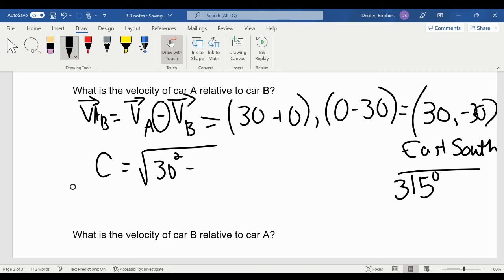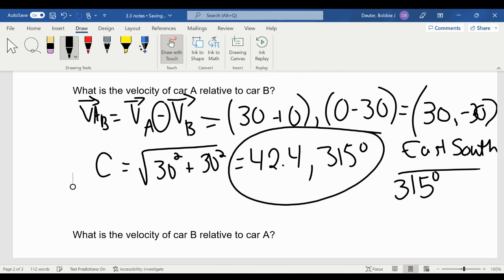Squared plus 30 squared, which is giving us 42.4. And again, we have that 315 degrees because we're traveling east of south on a 45, 45, 90 triangle going the opposite direction. What if we reverse that perspective though?